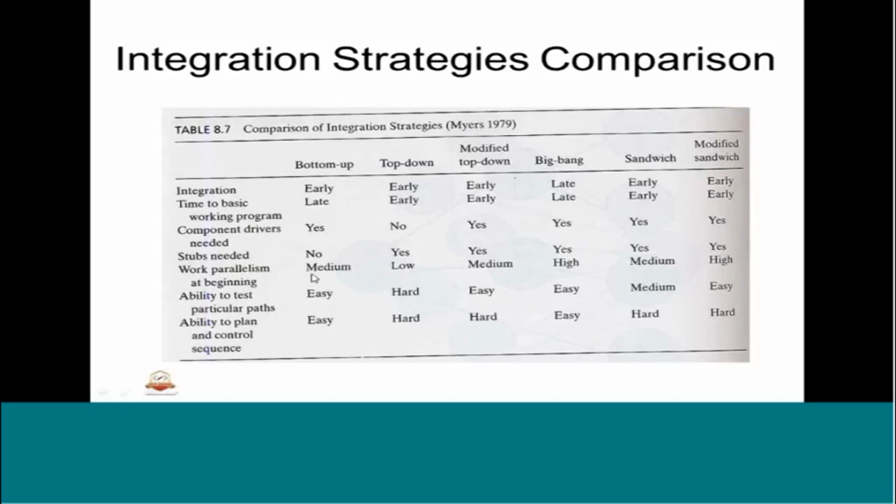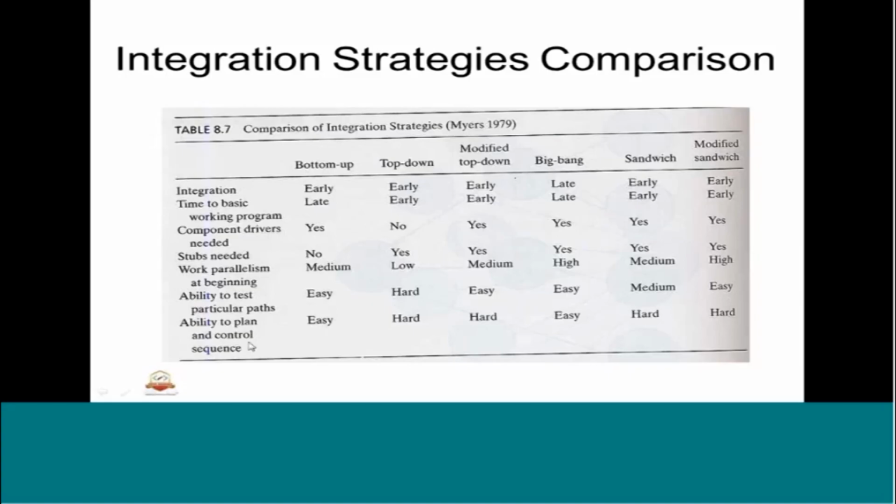Work parallelism in the beginning: the ratio is medium for bottom up, low for top down, medium for modified top down, and very high for big bang. That means parallelism needs to be worked out. Ability to test particular paths: what is the difficulty? Bottom up it is easier, in top down it is very hard, modified top down it is easy, and big bang it is easy.